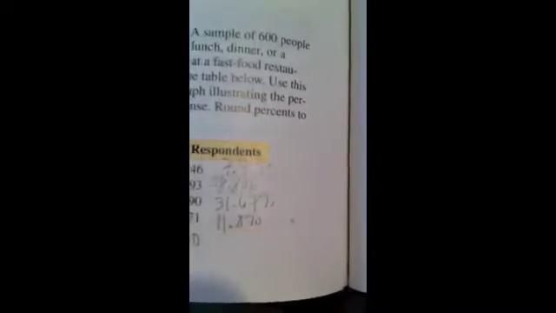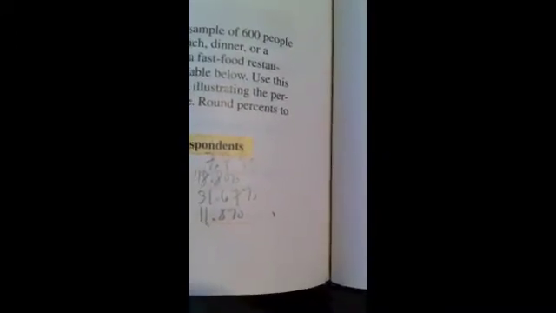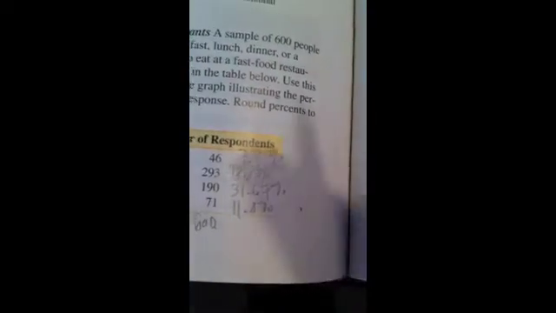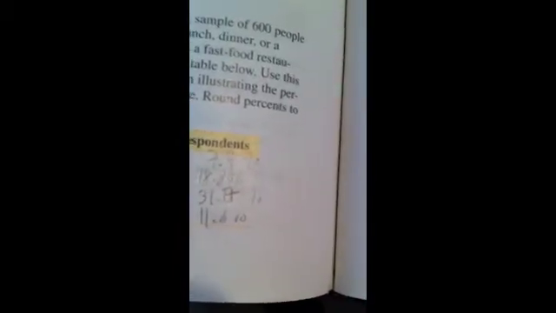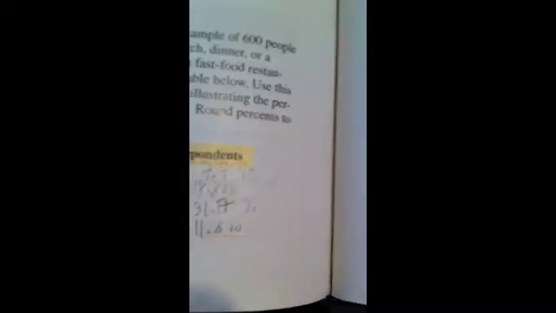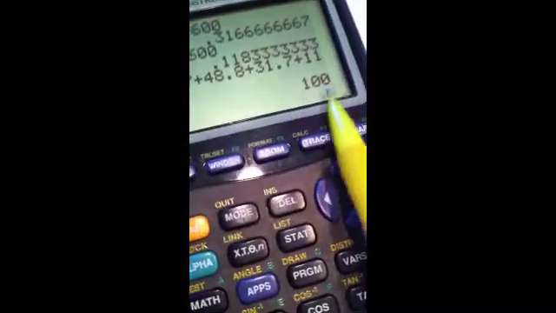Let's check. So 7.7 plus 48.8 plus 31 point, oops, I should have rounded this to 31.7, just to keep it consistent, just that one decimal place. So 31.7 plus 11.8, and you get 100%. Yay. And so now we just need to make a circle graph with all of these.